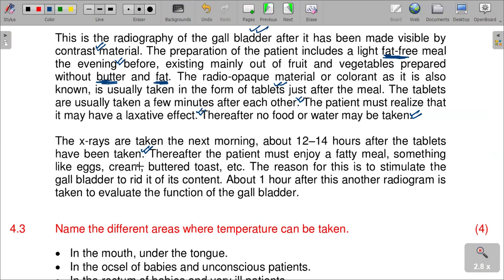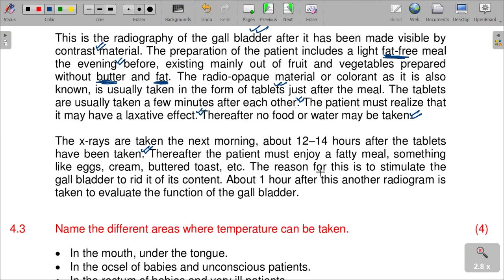12 to 14 hours after the tablets have been taken, that's when the X-ray is taken. Thereafter, the patient must enjoy a fat meal, something like eggs, buttered toast. We are saying after the X-ray has been taken, the patient can therefore eat a fat meal, which can comprise eggs, buttered toast, and so forth.